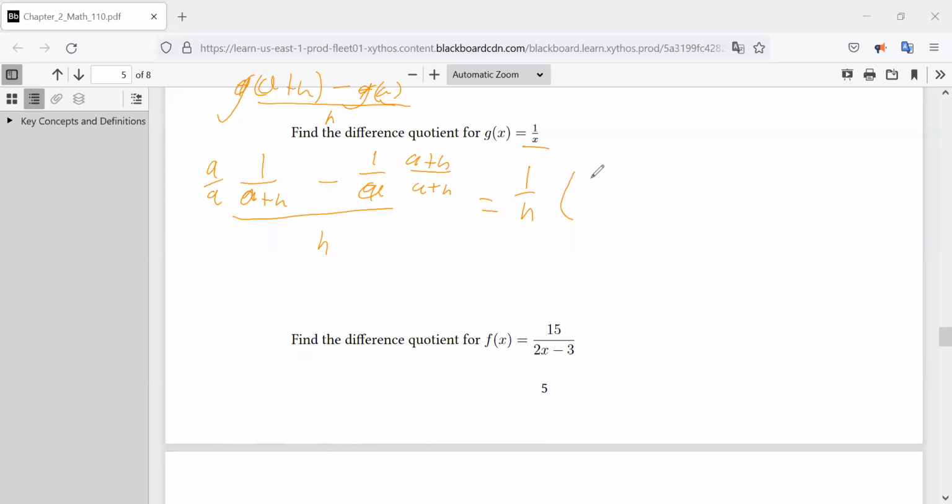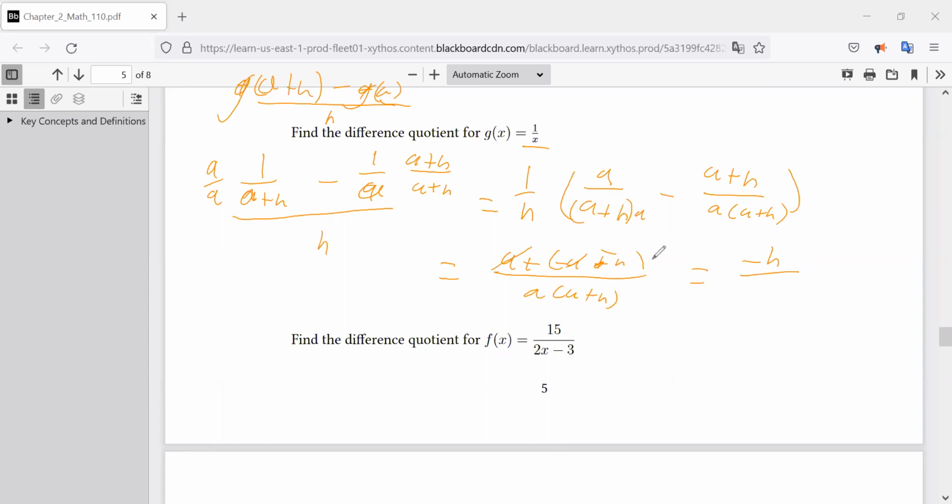So then this becomes a divided by a plus h times a, minus a plus h divided by a times a plus h. So I can combine these guys and I get a minus a plus h all over a times a plus h. And if I distribute this negative, it becomes plus minus minus. This cancels with this, and I'm left with negative h.